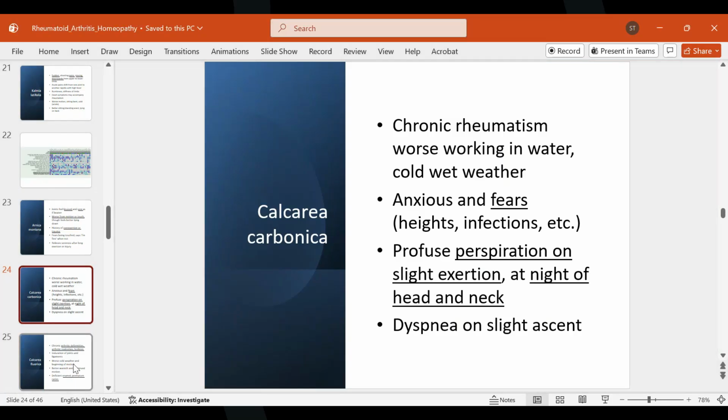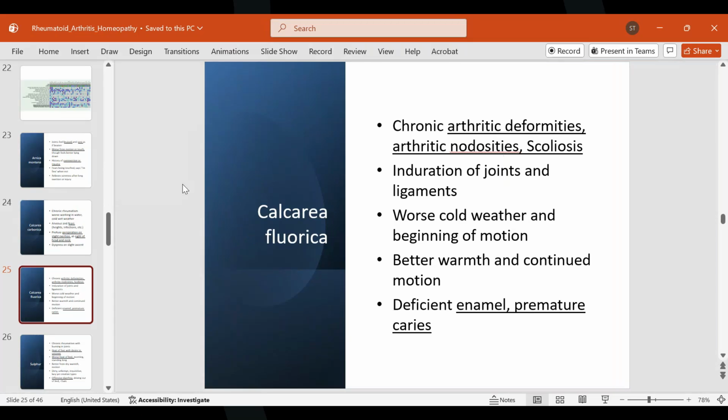And then calc fluor. I think about it whenever a patient has scoliosis. If you look under scoliosis, one of the main remedies, it has a kind of a syphilitic bent, so there's a structural issue. Arthritic nodosities. Induration, it has hard. Those are what you think of for the bony hard. You think of Hecla and you think of calc fluor, maybe fluoric acid.